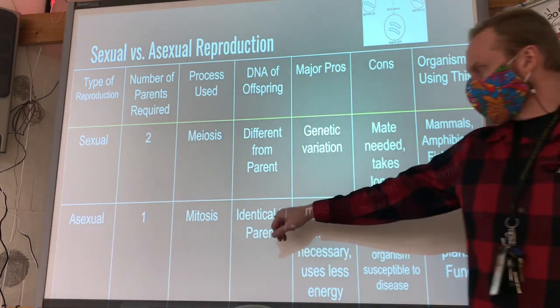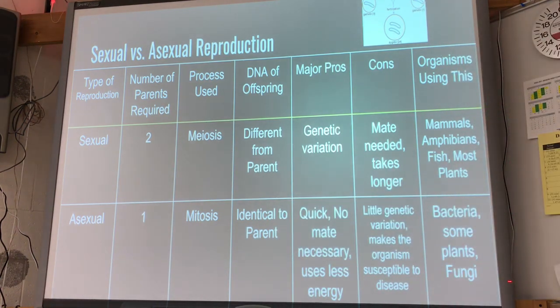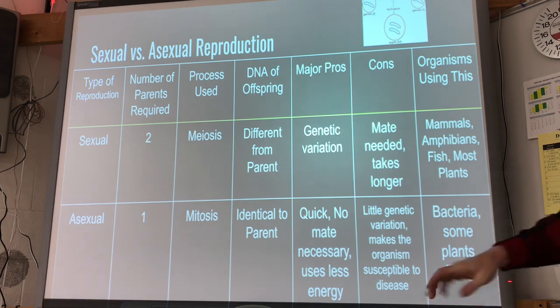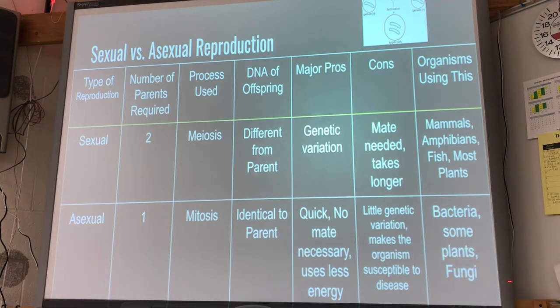They are genetically identical to their parents. It's quick, there's no mate necessary. It's a pretty easy thing to do. However, it makes them fairly susceptible to dying. It makes them pretty susceptible to some type of disease. If genetically every single bacteria that is making you sick is susceptible to an antibiotic treatment, if you take antibiotics, you kill the bacteria, that bacteria is now dead in your body, which is good for us, but is bad for them.